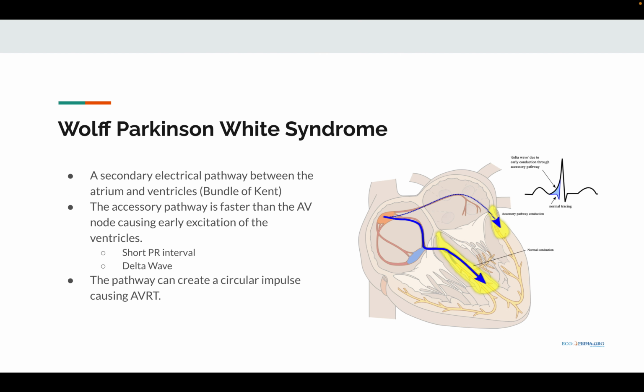So, WPW. WPW is caused by a secondary electrical pathway between the atrium and the ventricles here, called the bundle of Kent. This pathway is actually faster than the AV node, and it causes early excitation of our ventricles. And because our ventricles are excited earlier, we get this shortened PR interval, and we also get this slurred upstroke of the QRS called a delta wave. Of note, this pathway doesn't just have to go forwards, it can be a return signal and cause a circular conduction, causing AVRT, which is a very dangerous, very fast tachycardia.